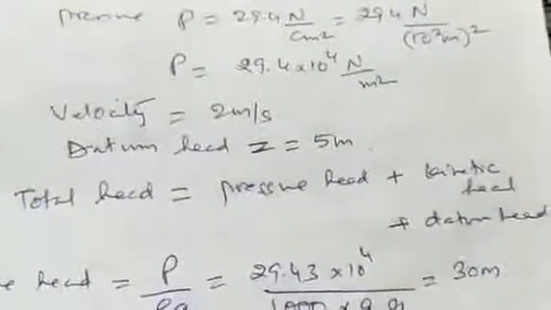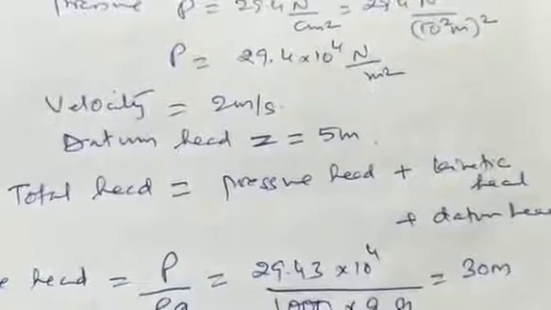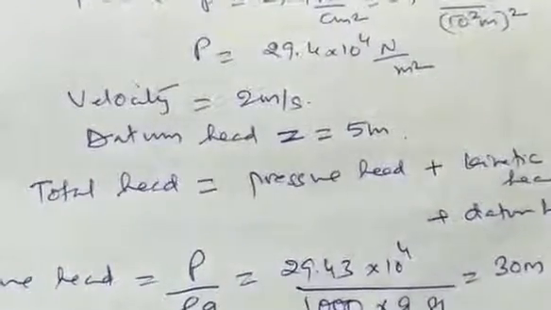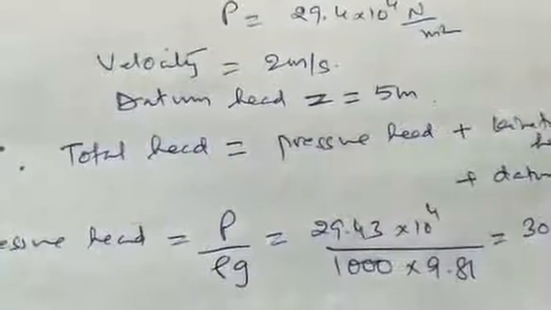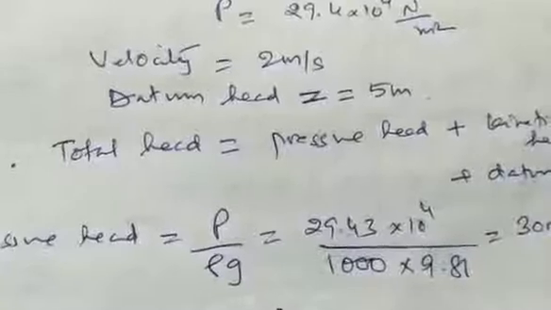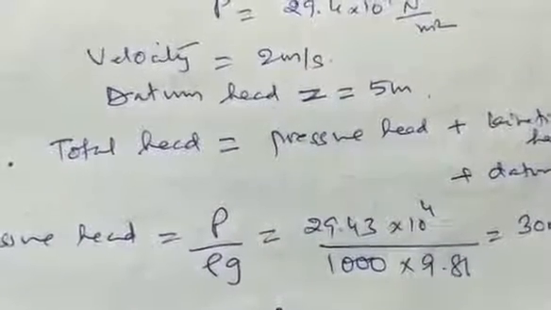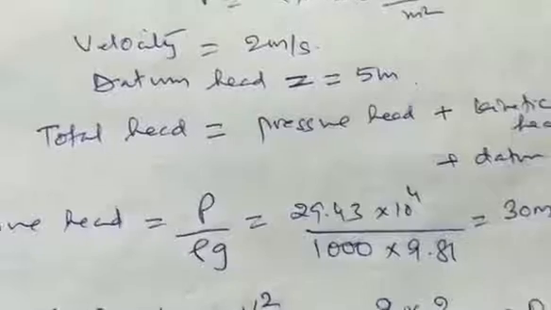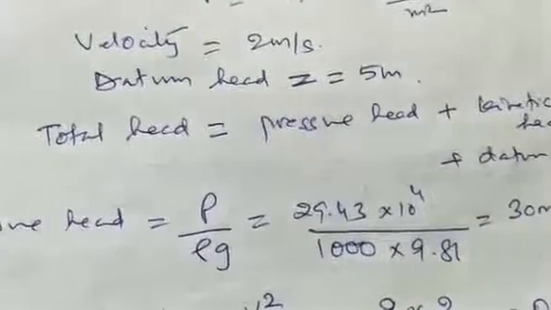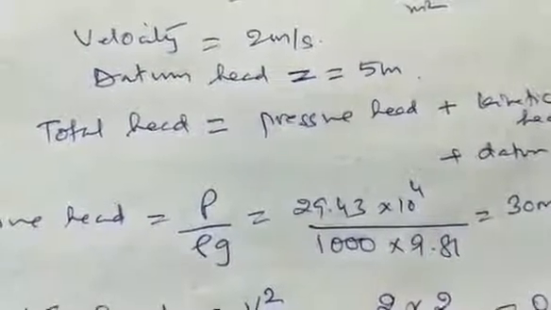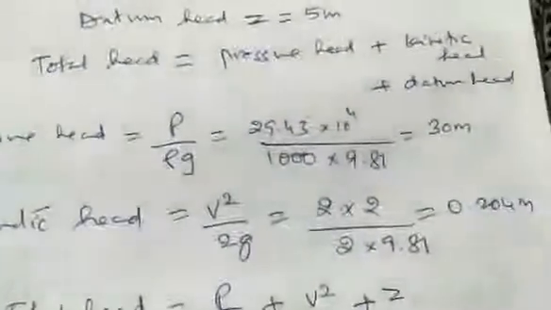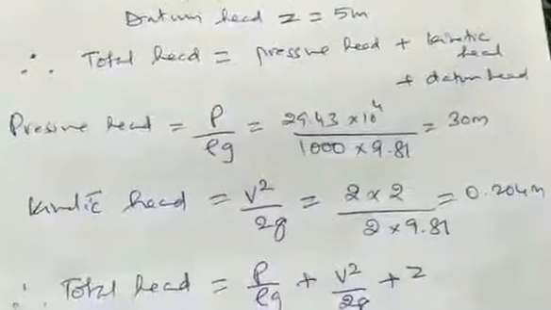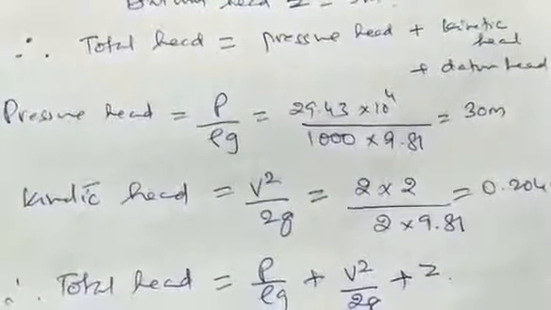So total head, as we all know, is equal to pressure head plus kinetic head plus the datum head. First is the pressure head. You know that pressure head is equal to P by rho g. P is the pressure, rho is the density, g is the acceleration due to gravity. P, the pressure, is given in the problem: 29.43 into 10 raised to 4 Newton per meter square. Then rho, the liquid is water, so the density is 1000. g is constant 9.81. Therefore the pressure head you get ultimately is 30 meter from this calculation.